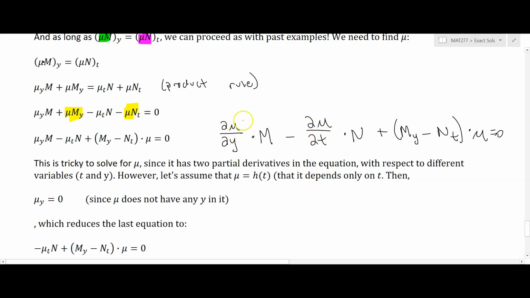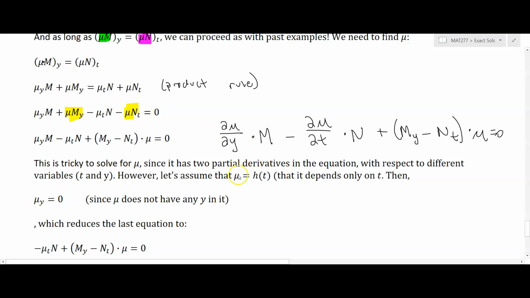If one of these was gone, though, that would make our lives a whole lot easier. So let's only focus on situations where mu ends up being a function of time alone, that it depends only on t. Then that would mean that mu sub y equals 0. Why does it mean that?